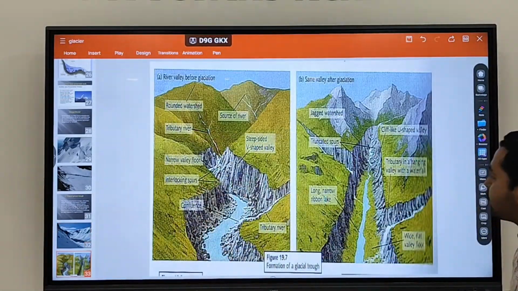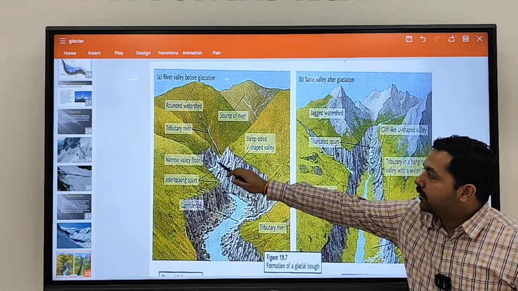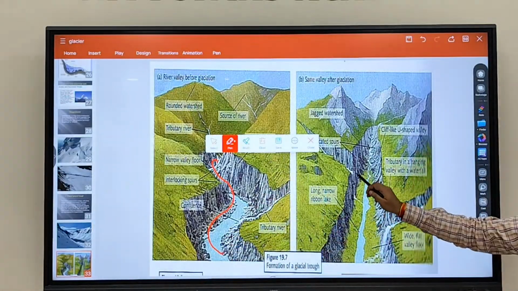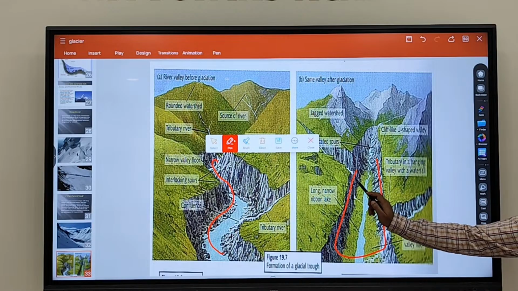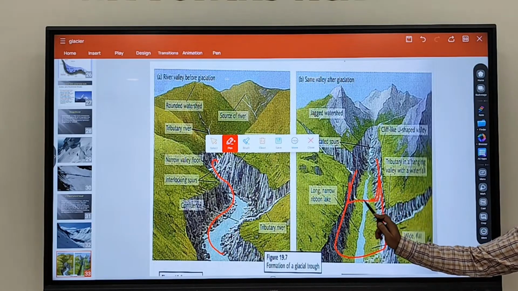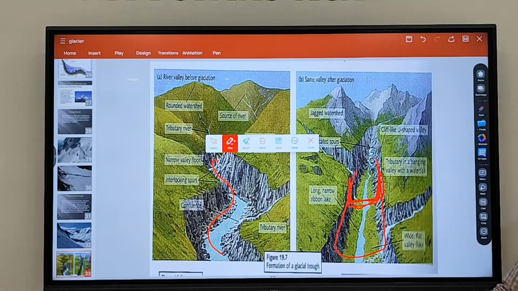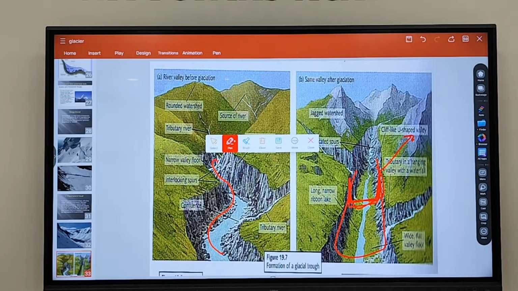Now you can see this is one of the regions. Here rivers are moving. When rivers are moving through the mountain, you'll see movement like this. But when glaciers are moving, you can see a linear motion. Now it is creating which type of valley? U shape. It is creating a U-shaped valley. So that is why it is called a U-shaped valley or U-shaped glacial trough.